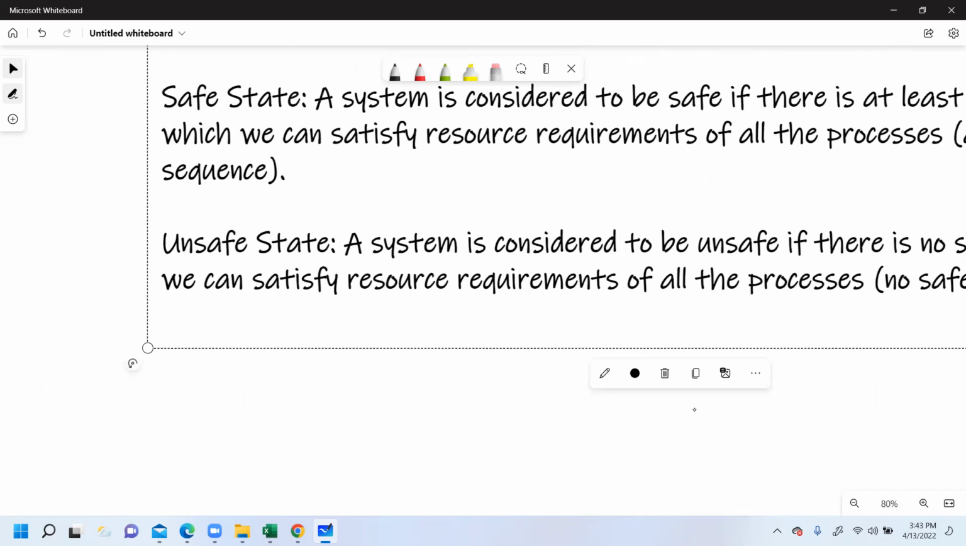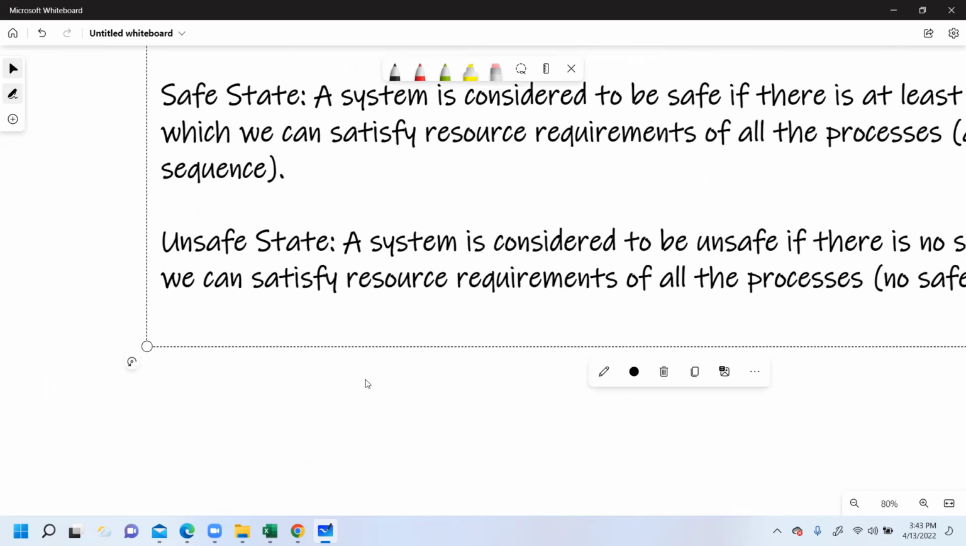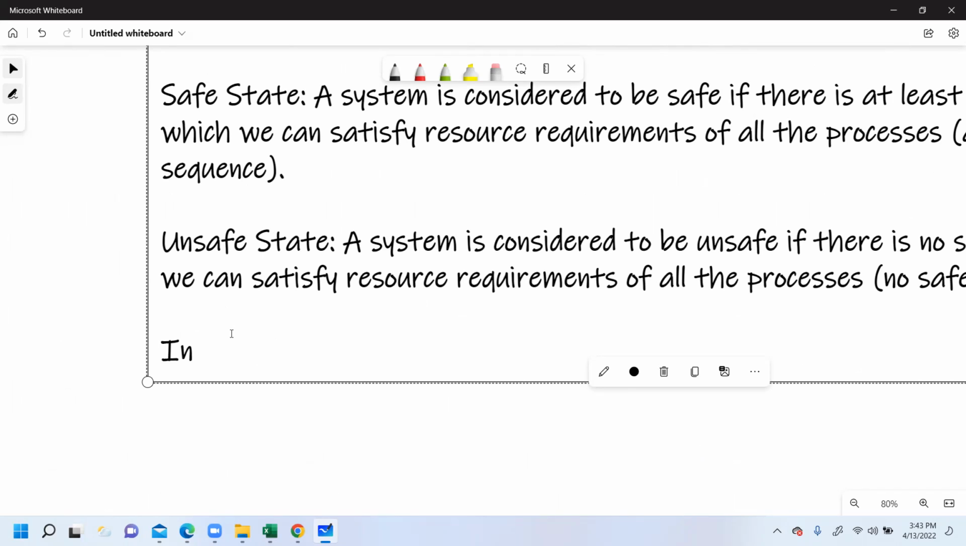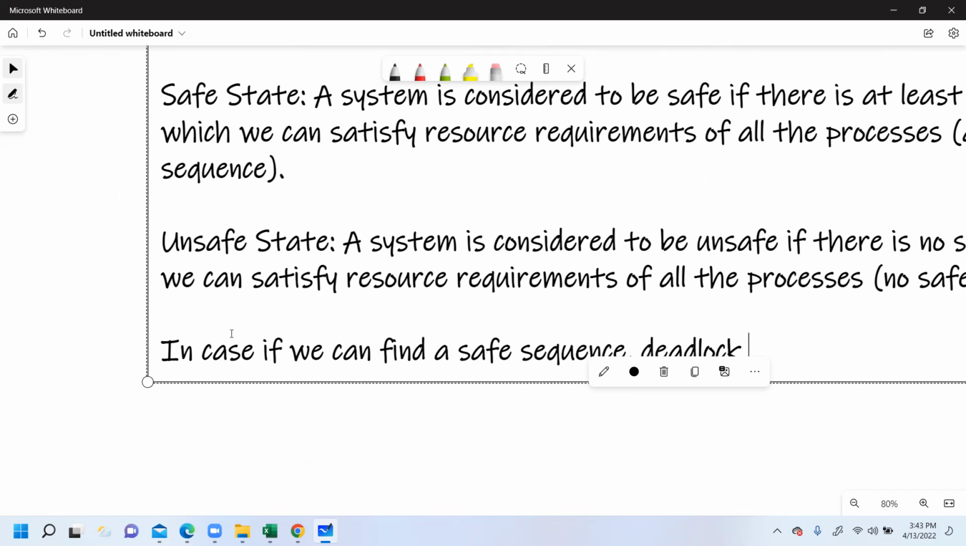Okay, and now I will type again. In case we can find a safe sequence, deadlock cannot happen.